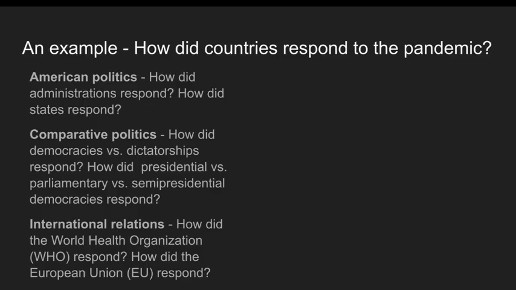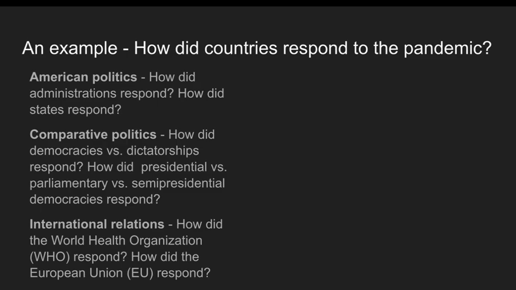If we were looking at the same question, how did different entities respond to the pandemic, from a comparative politics perspective, we might say, okay, we can sort the world into, for example, two types of countries. We have countries that are democratic, and we will in a few weeks define that in a very specific way, and countries that are not democratic. So how did democracies differ in their responses from autocracies or dictatorships?